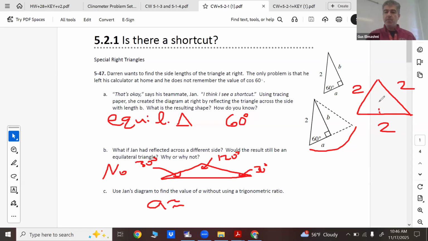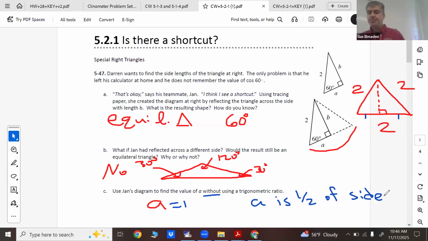When you draw the altitude, you're cutting it in half, so you get 1 and 1. So A is going to be 1. It's not an approximation, it's actually spot on 1. We don't need trig, because A is half of the side.